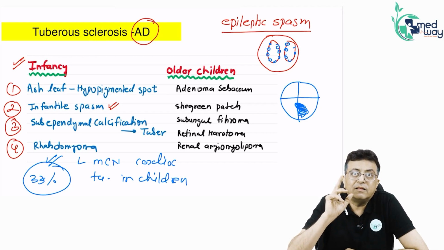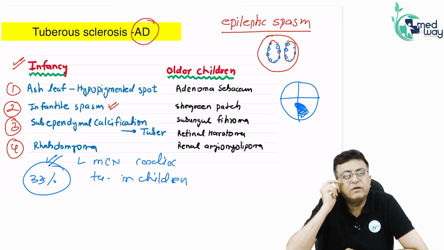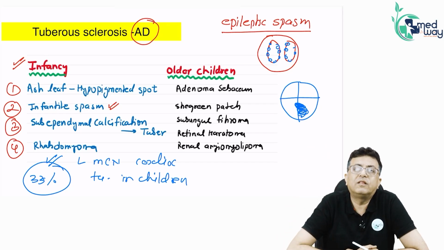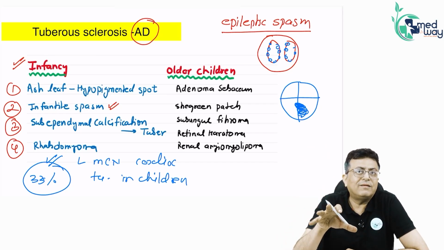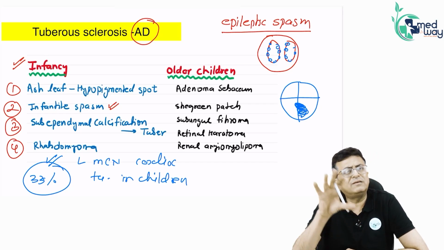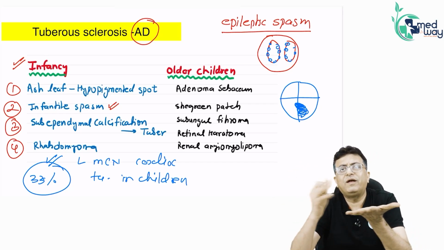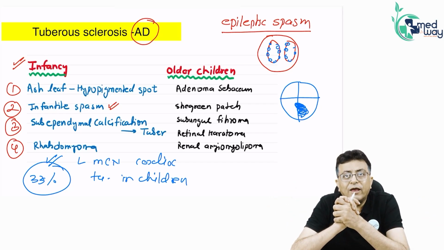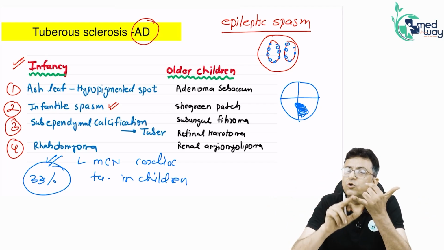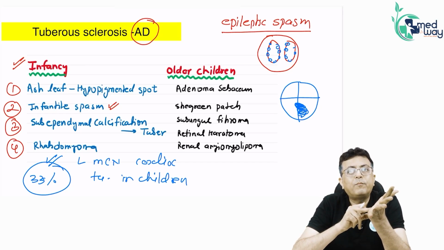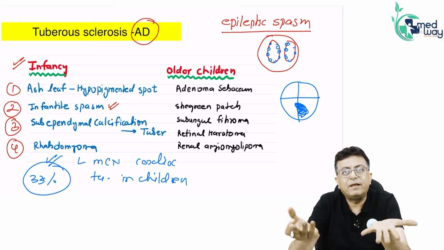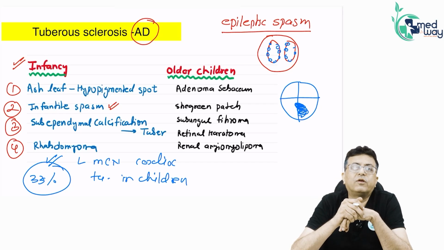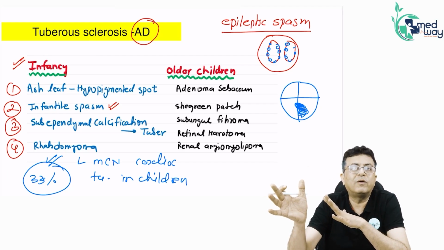And on the other side, if it's tuberous sclerosis, tubers increase with age. So, if a fetus is having rhabdomyoma, there is a 33% chance of tuberous sclerosis, because in a fetus you can't see the hypopigmented skin patches. So, if a neurologist notes a kid with hypopigmented patches and epileptic spasm, he sends the patient for echo, to see whether rhabdomyoma is there.